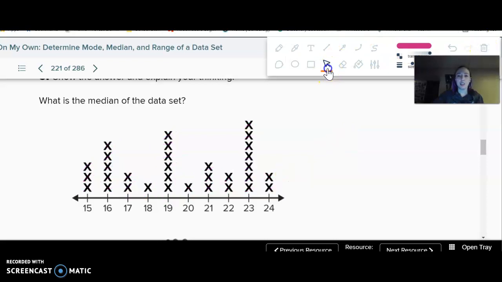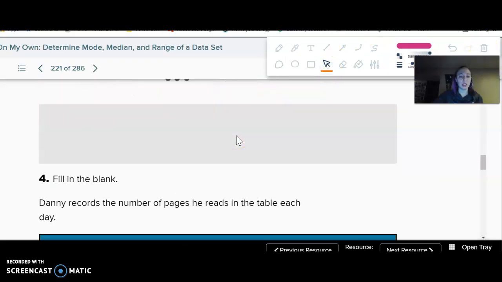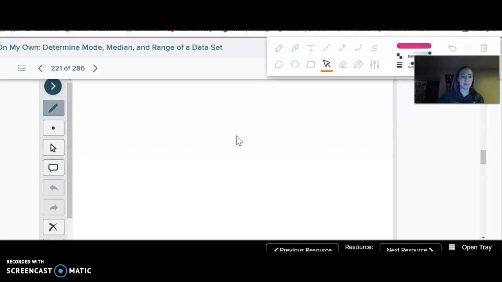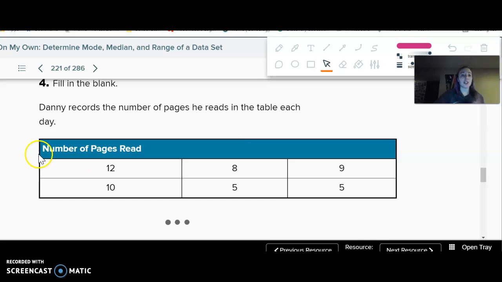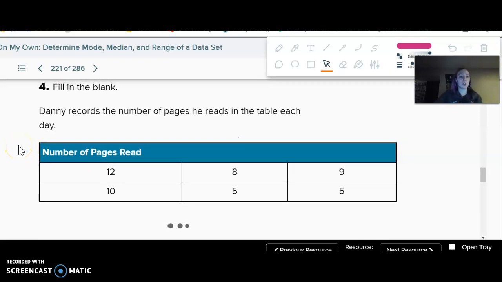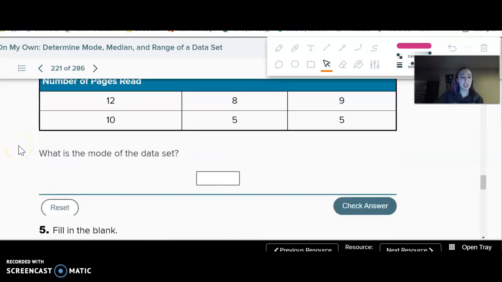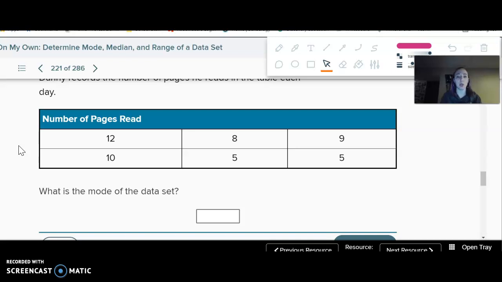All right, just a few more. Sorry. All right, so now there's just the table. So go ahead and see if, based on the table, you can figure out what the mode is. Did you get it? It is 5 because there's 2 5s and there's only one of all the other numbers. So that makes it the mode.